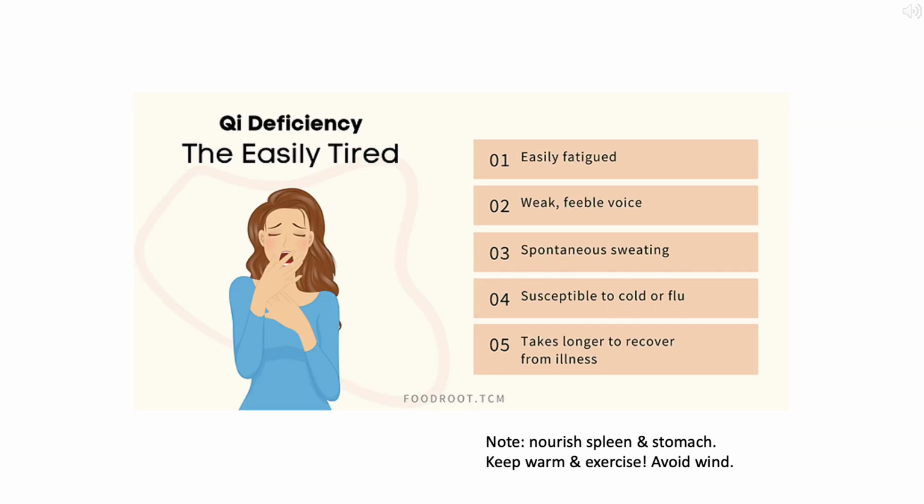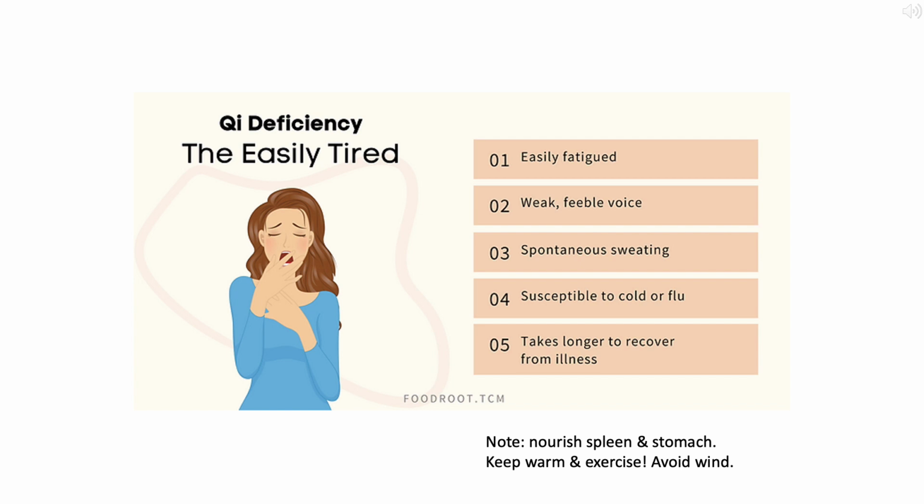Next, we have qi deficiency. So this is someone who is easily tired, feeling a bit meh. The voice will be a bit weak. It doesn't come out easily because it takes energy to talk. There could be sweating. There could be a weak immune system, so they get the flu quite easily throughout the year, and also take a long time to recover from these illnesses.